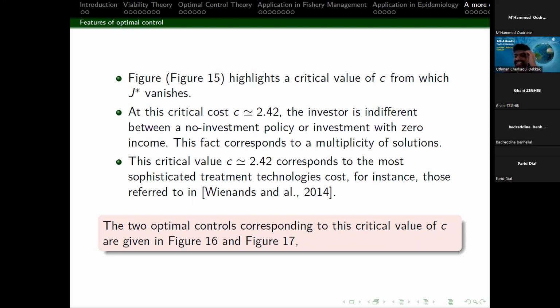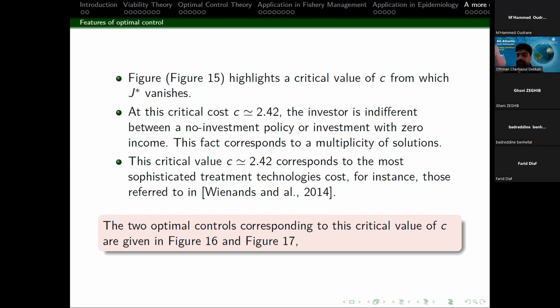You're just gonna tell us I'm gonna chill out for 25 years, not work at all, or invest with zero income, meaning he will do the activity for 25 years and end up with zero benefit. He will gain as much as he pays on cost, meaning that he will have zero income. And this fact corresponds to a multiplicity of solutions.